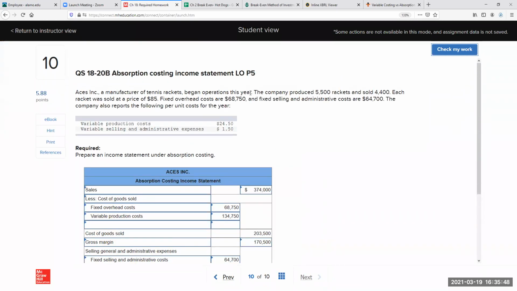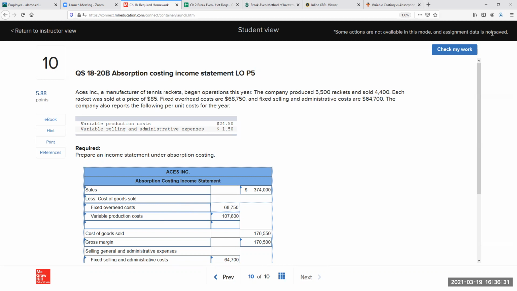So in this case, a manufacturer of tennis rackets produced 5,500 rackets. Each racket was priced at $85. Fixed overheads are 68,750, and fixed selling belongs down there. The company also reported the following per-unit costs. Production is $24.50 variable production, times 5,500 is $134,750, and 24.50 times 4,400, which is only what we sold, would have been 107,800. I don't think that's right. And they're saying the fixed overhead is 68,750.